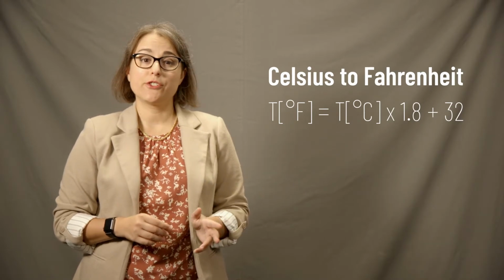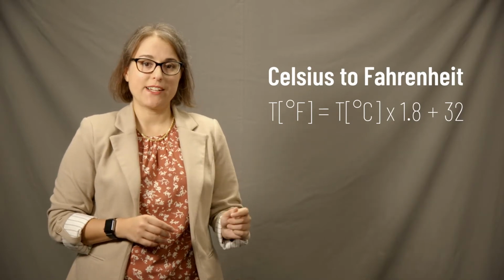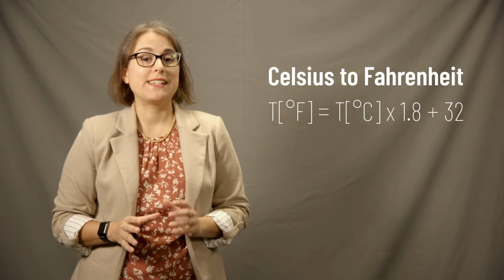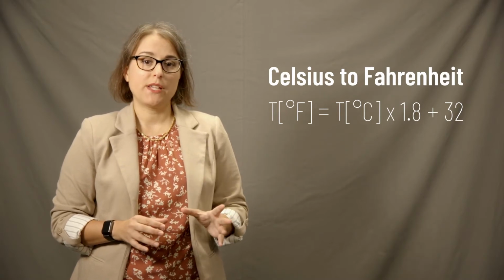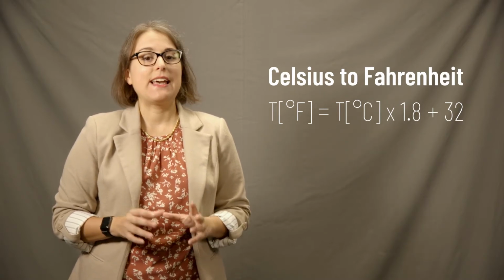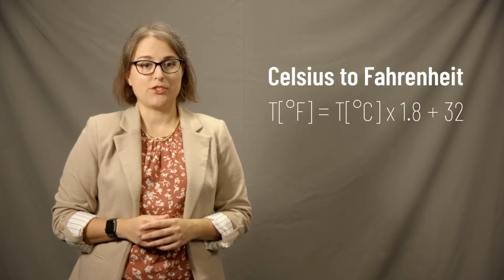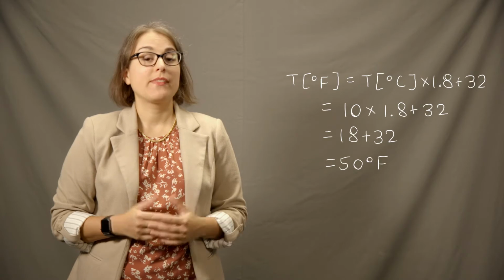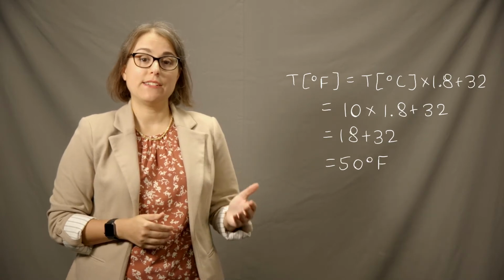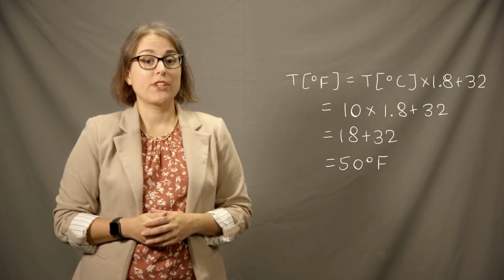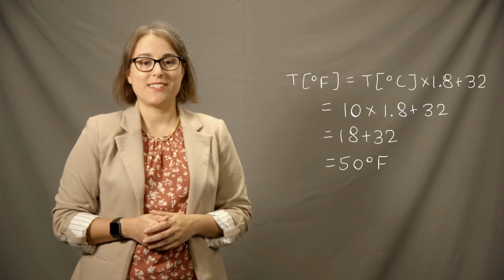Therefore, to convert from Celsius to Fahrenheit, take the temperature in Celsius, multiply by 1.8, and add 32. The result will be the temperature in Fahrenheit. As an example, 10 degrees Celsius converts to 50 degrees Fahrenheit.